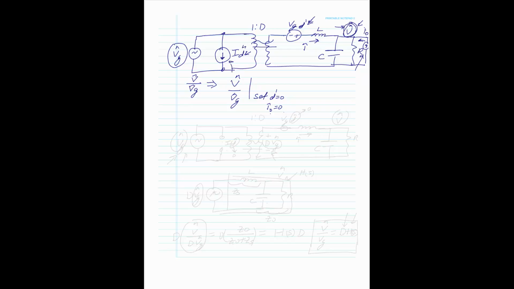So this is a current source, therefore we open it. So we have here now VG, and we have an open for this. Okay. Then we come back. We still have a transformer, 1 to D.